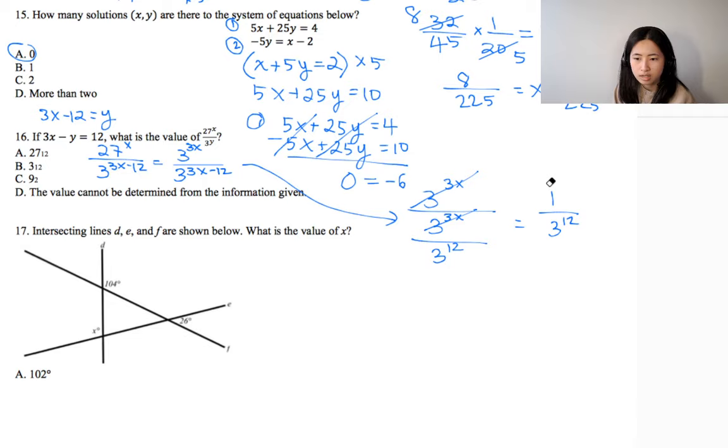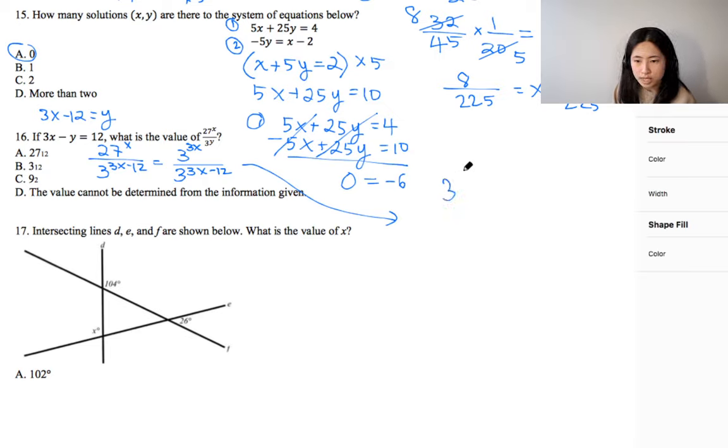Actually, maybe I can show you the entire step just so it's easier. Okay, so we said this is 3 raised to the power of 3x over 3 raised to the power of 3x. And then you know how this is divided by 3 raised to the power of 12. When you have 3 raised to the power of 3x, you can actually just multiply this and have 3 raised to the power of 12 over 3 raised to the power of 3x.